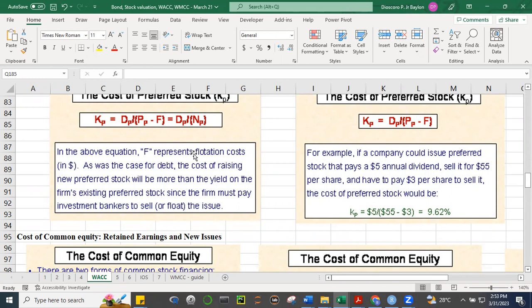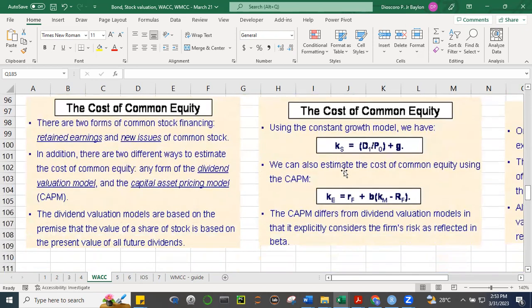Here, guys, we're trying to generate funds. This is cost of capital, the cost of acquiring funds. We can acquire capital through debt, through preferred stock, or through common equity. So this is the formula to get the cost of preferred stock, and this is the formula to get the cost of common equity. This is for the constant growth model, and this is for the CAPM, the capital asset pricing model approach. So there are two ways by which you can compute the cost of equity.